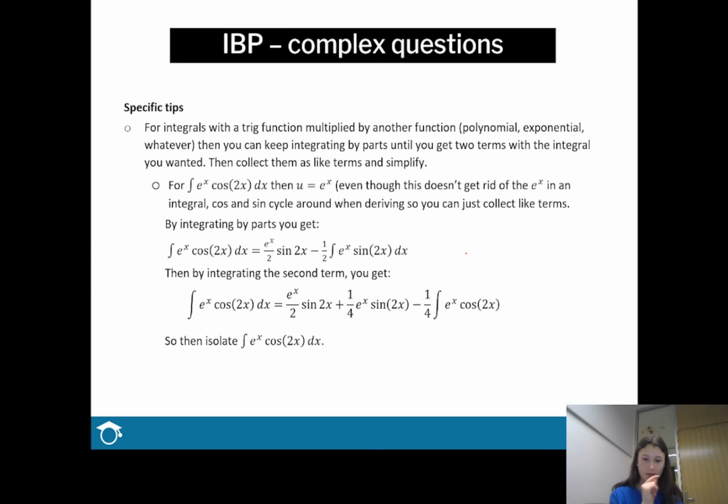And if we integrate the second term by parts again, we can get something which is the integral of e to the x cos 2x, which is exactly what we're trying to find. So if you look at this last equation here, we have the integral of e to the x cos 2x on the left-hand side, and we have another term of e to the x cos 2x on the right-hand side. So we can just pretend they're like, you know, an a. Take that negative a quarter integral e to the x cos 2x onto the left-hand side, collect them as like terms, and end up with the integral that we wanted. I would write that out for you, but I can't.